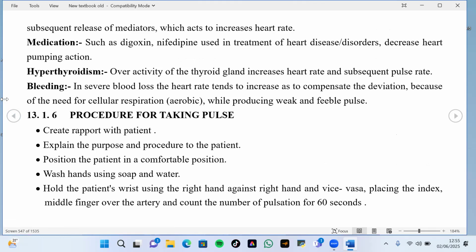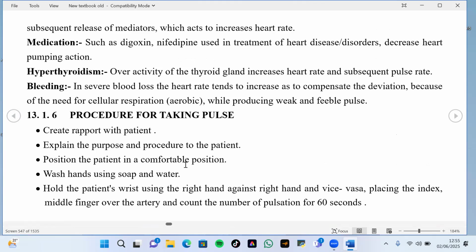Bleeding. These are factors that can affect pulse. In severe blood loss, the heart rate tends to increase so as to compensate. Because as somebody is losing blood, the body will be like, we're not getting enough oxygen, what is going on? Now, the brain will stimulate the heart to keep on pumping and pumping to supply enough blood. So being aware of these factors will help you in making your clinical judgment.